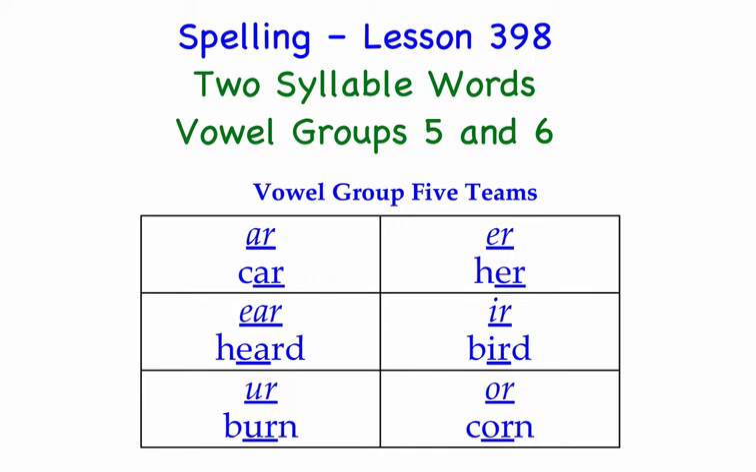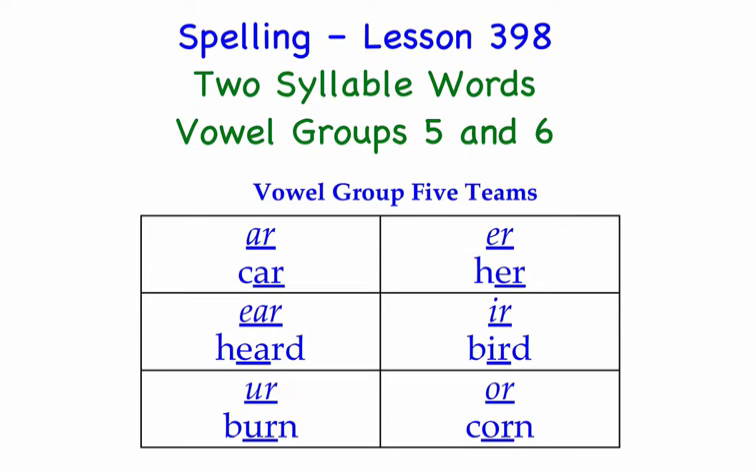This is lesson 398, a spelling dictation lesson with two-syllable words, and the words will all contain at least one Vowel Group 5 or Vowel Group 6 team. Let's review Vowel Group 5. Vowel Group 5 is when a vowel plus R join together and form a team, and the sound they represent is not long or short. It's a special sound. AR represents the sound R, as in car.